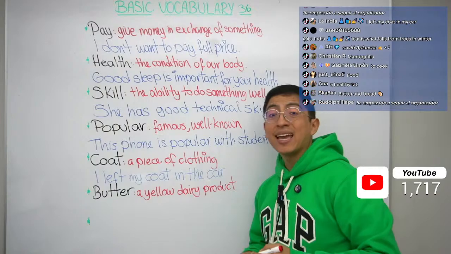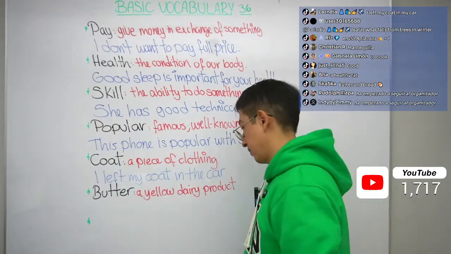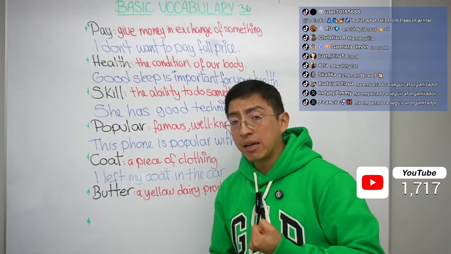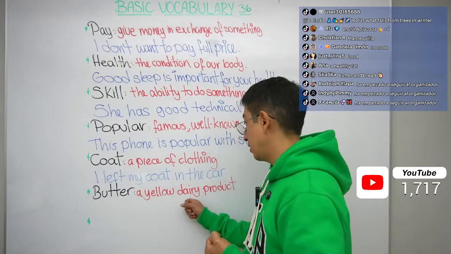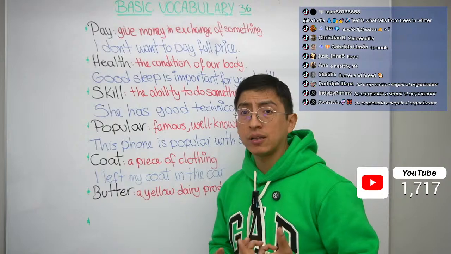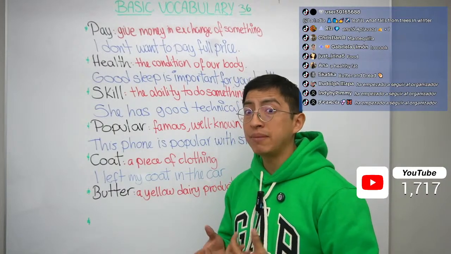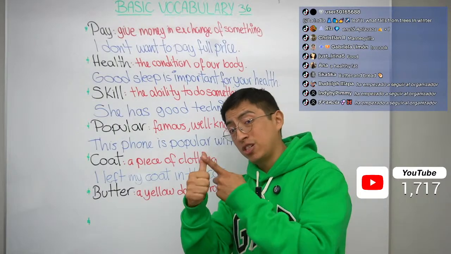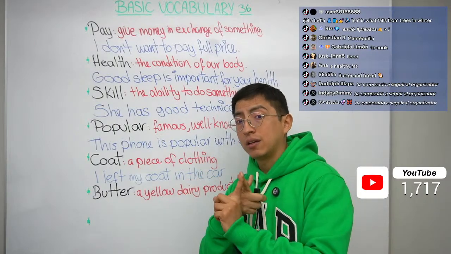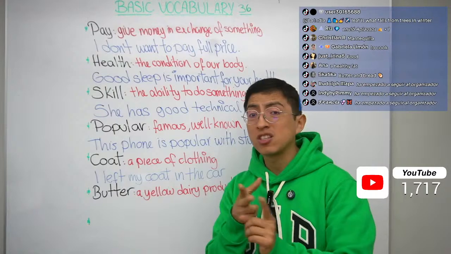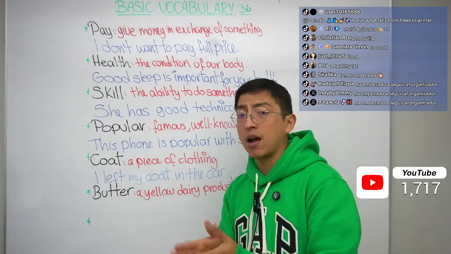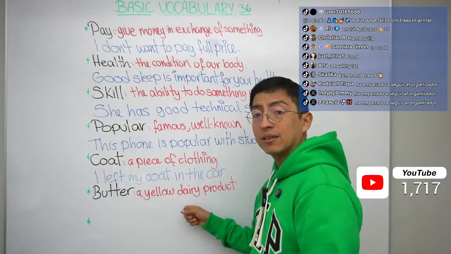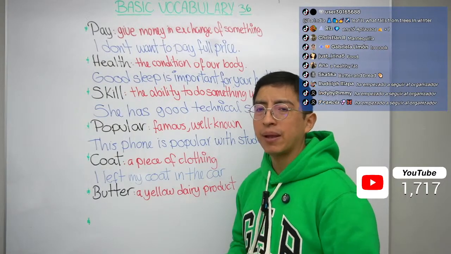Okay, dairy. Dairy means that comes from milk. Dairy products are products that come from milk, or where milk has been used a lot. For example, cheese, butter, yogurt, all of them are dairy products. Okay, dairy products. Very good.